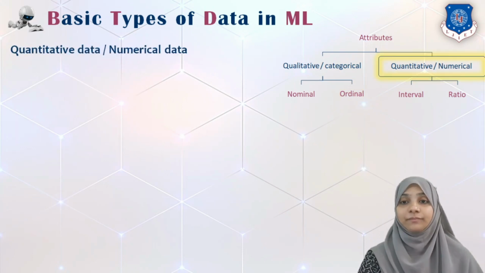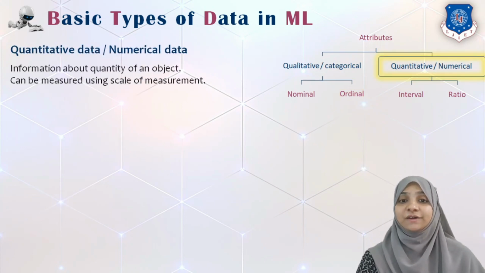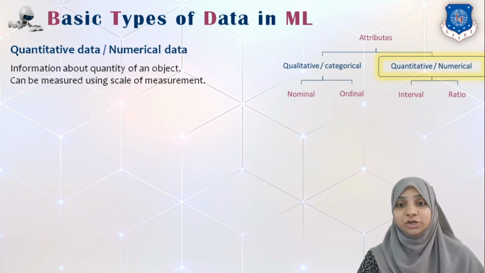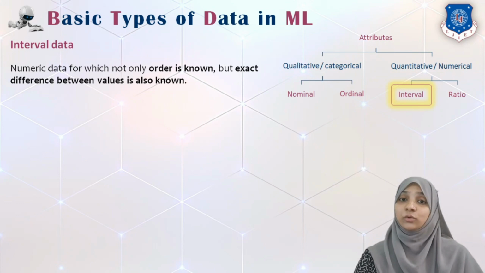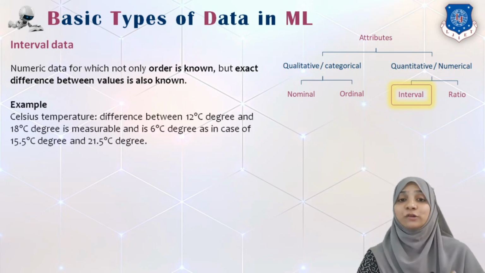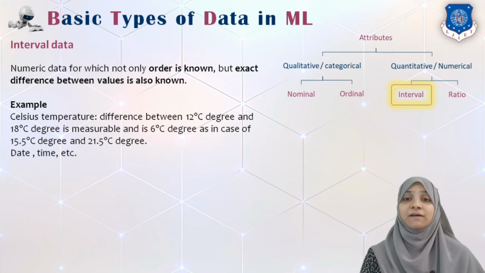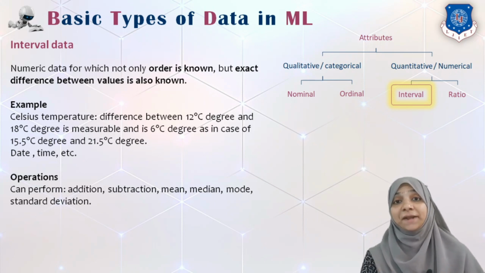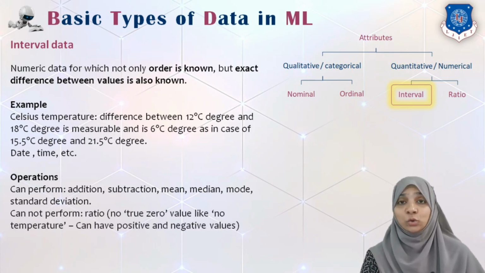like mean. The second category of data is quantitative data, or numerical type data. Here it gives information about the quantity of an object in some numerical form which can be measured using a scaled measurement. Here there are two types, interval and ratio. Let us look into interval data. Interval data is numerical data for which the order is known, as well as we can find out the exact difference between the two values.